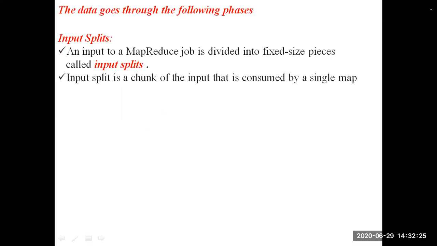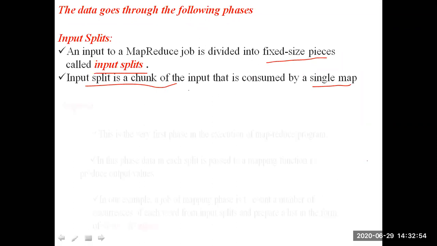See, this part is nothing but the same thing we have discussed. The data which we have given in the previous example is going through 4 phases. The first phase is the input splits. The data is divided into fixed size pieces called input splits. And each split will be given to a single map.